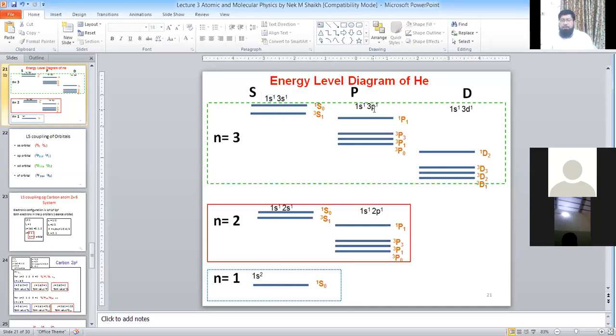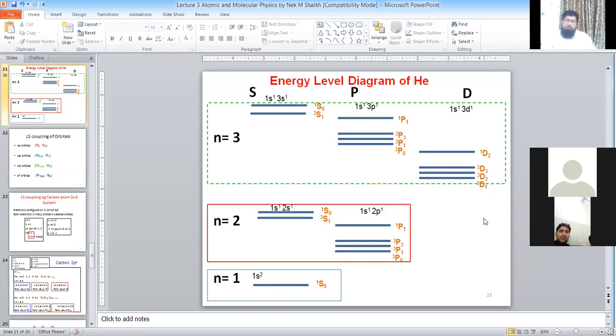If we look here, in the p orbital the term values are the same as we have discussed. Now in n equal to 3, in the d orbital, the first electron is in the s orbital and the other electron is in the d orbital. As a result, the possible term values are 1D2 and 3D1, 2, 3. So these are the possible term values here.